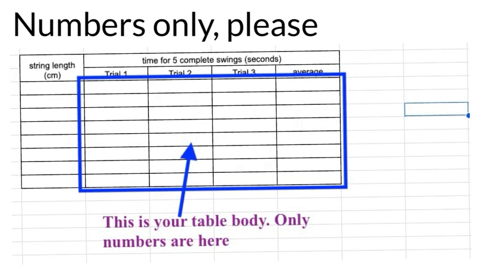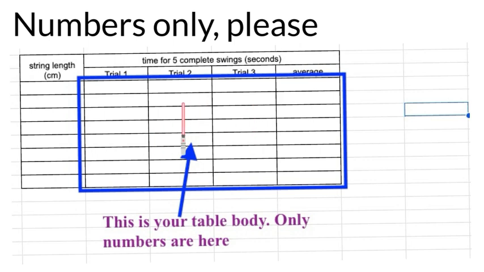Right, the last thing, and probably the most important thing: underneath the headings, we don't write anything. We don't put S for seconds. All we do is put the numbers. We put the numbers for that trial, the numbers for that trial, the numbers for that trial, and eventually we can work out the average. But that's another story. So these should only be numbers.